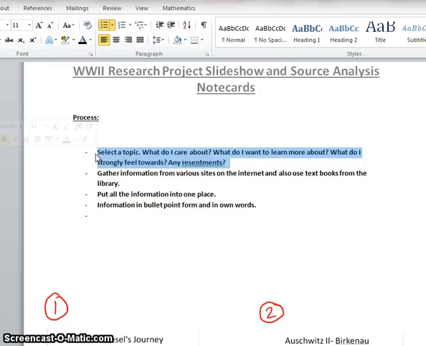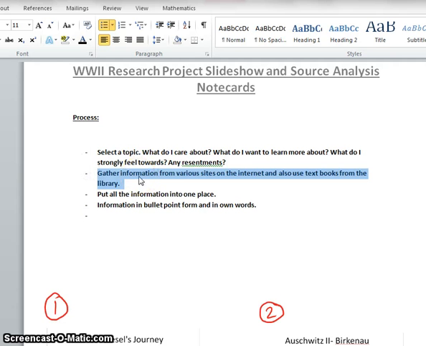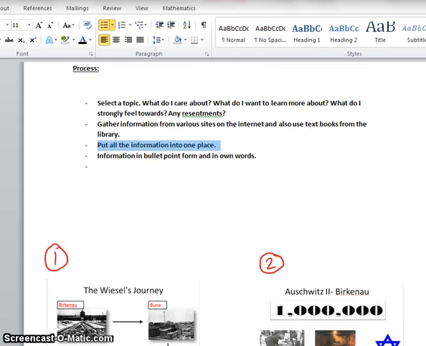I picked this topic because I really felt empathy towards them, and I really wanted to slip into their shoes and know how they felt then. Therefore I made these smaller presentations. Part of the process was to gather information from various sites on the internet and make the most use of the textbooks available in the library. The second step was to put all the information into one place, which is my source analysis note card part, with the information in bullet points and in my own words.